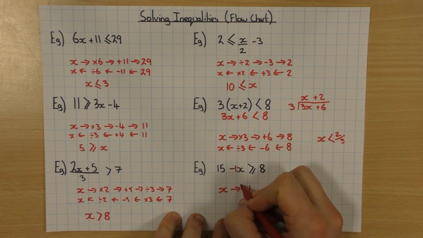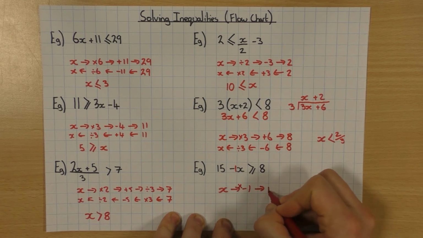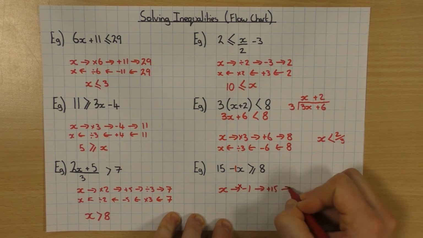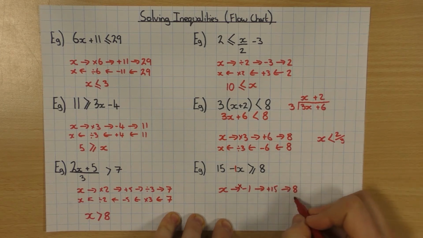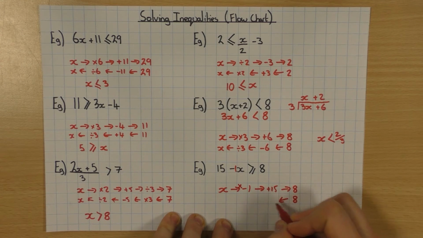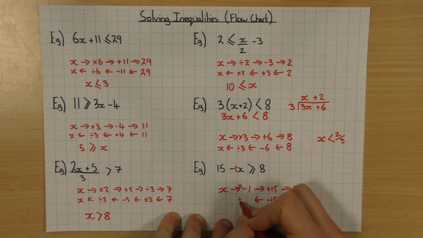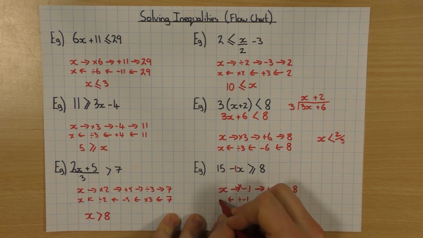So actually I am timesing by minus 1, and then I am adding 15, and then I get 8. And if you go backwards, we minus 15, I divide by minus 1, and I get back to x.